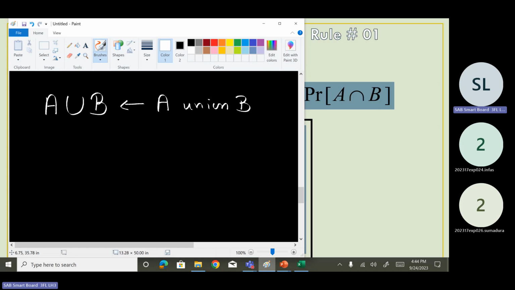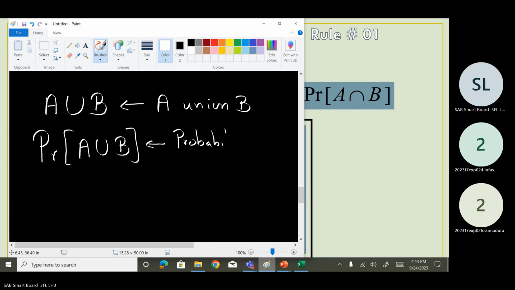But the same thing, if it appears inside a probability formula, we read as probability of A or B. So this is union and it has no probability involved. The same thing appearing inside a probability formula, you read as probability of A or B.